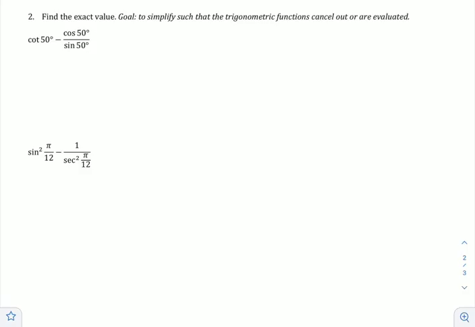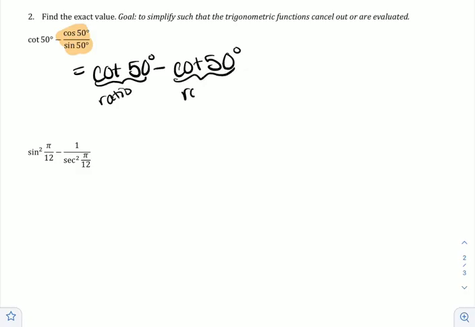So if we look at the first one, 50 degrees is not a golden angle. So we're going to have to use some sort of identities to help things cancel out. What I notice here is that I can work with this part right here, the cosine of 50 over sine of 50, and cosine over sine is cotangent. And because the angle is the same, I can use the identity. And so that will give me the cotangent of 50 degrees. So this will give me some sort of ratio, but it will give me the same ratio, so it will end up being 0. And here's my final answer.